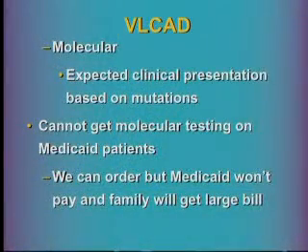We could do genetic testing, because that is the best way to predict phenotype, to predict the clinical presentation of the child in VLCAD. Once again, we cannot get molecular testing on Medicaid patients. Once again, and we can't get it on VIVA patients. We can't get it on several insurance patients without a significant bill to the family.